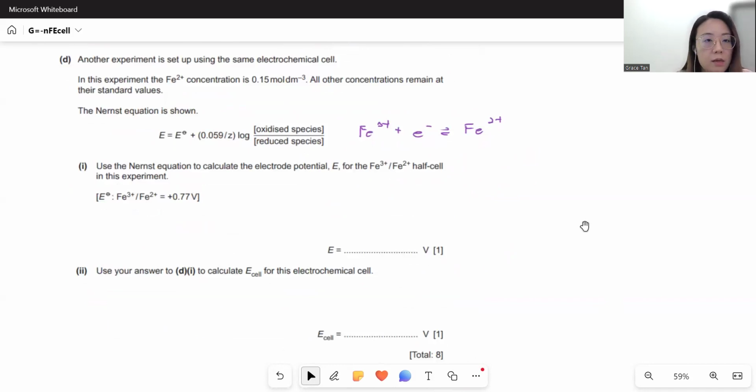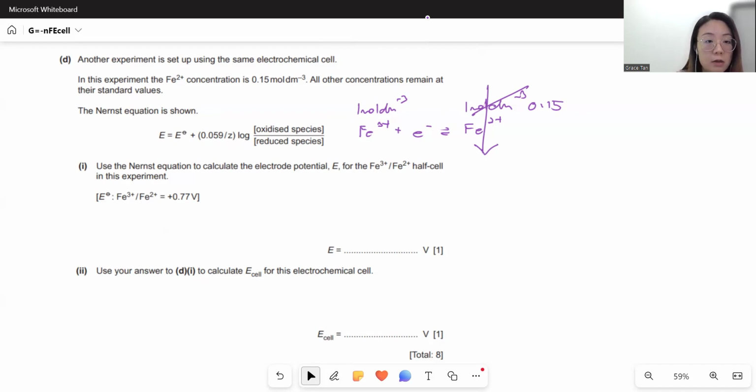Normally this one is 1 mole per dm cube and 1 mole per dm cube, standard conditions. Now, they said that iron 2 is now 0.15. So the concentration of the iron 2 has decreased from 1 to 0.15, and all the other concentrations remain at their standard values.